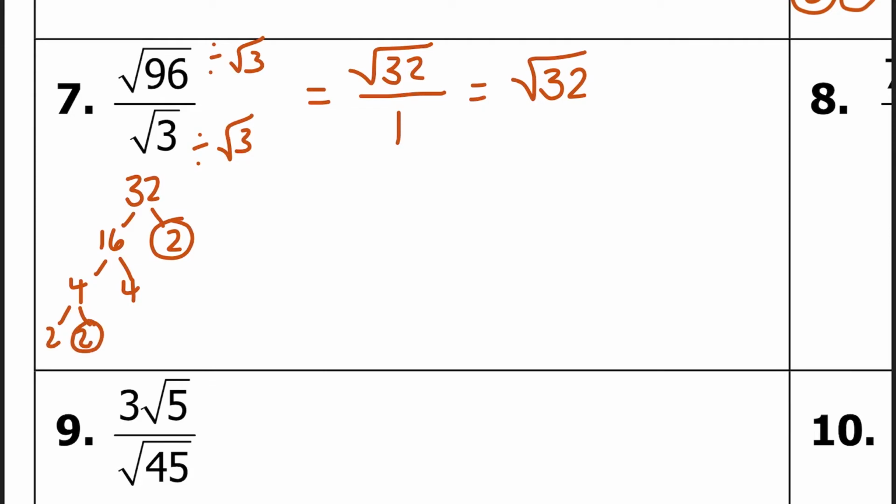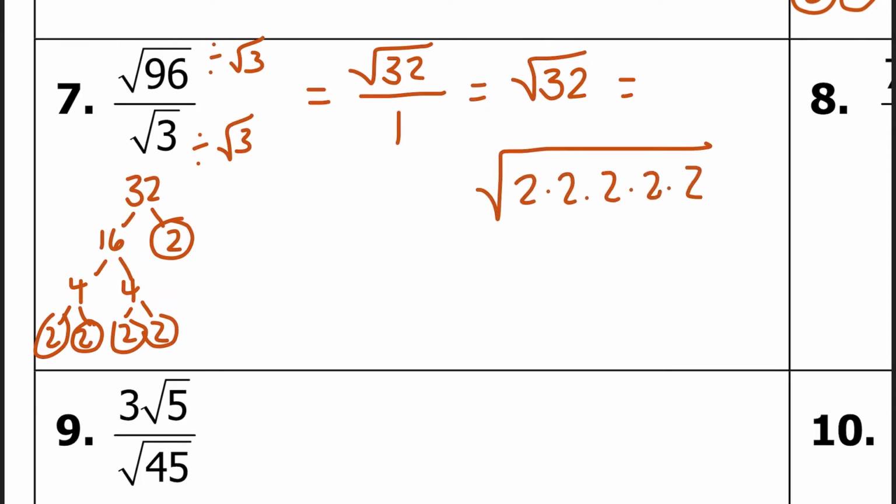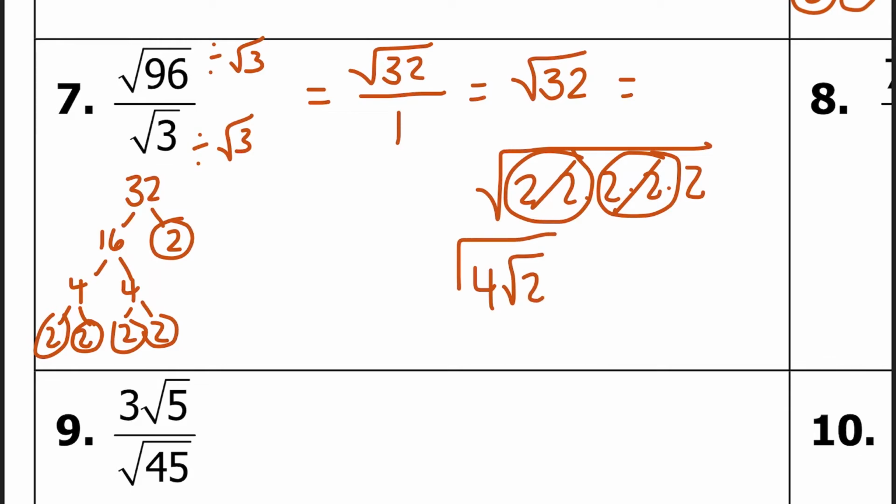Which we can. So this is really square root of 5 2's. I've got a pair here and a pair here, so 2 times 2 is 4, with 1 2 left over. There's my answer.